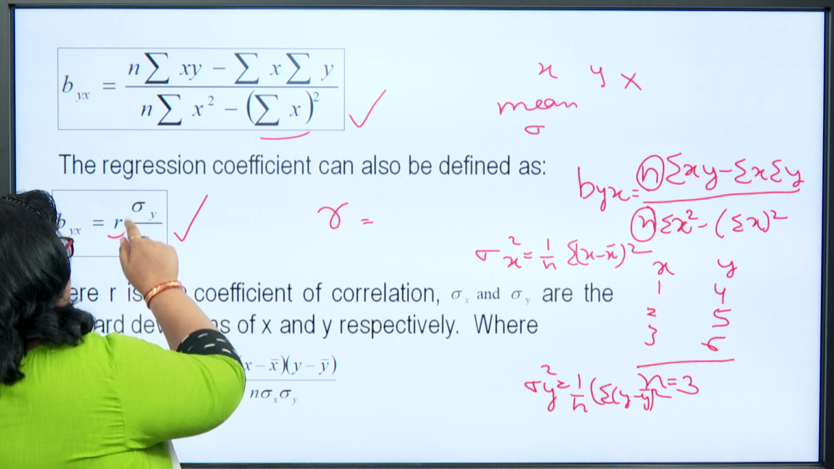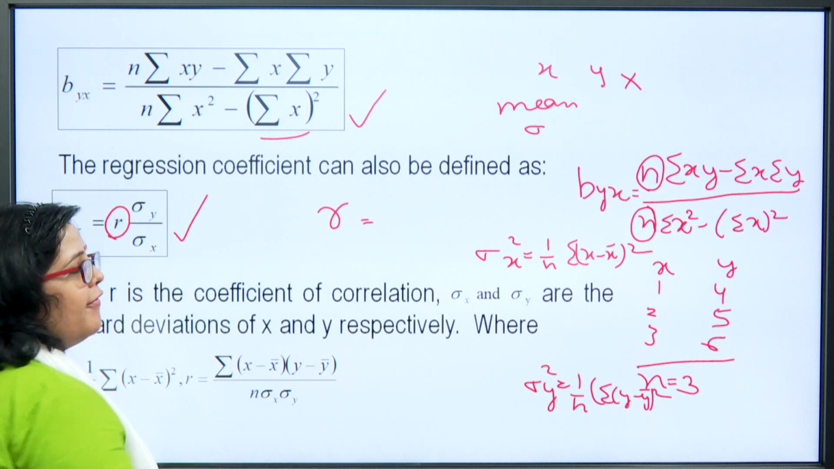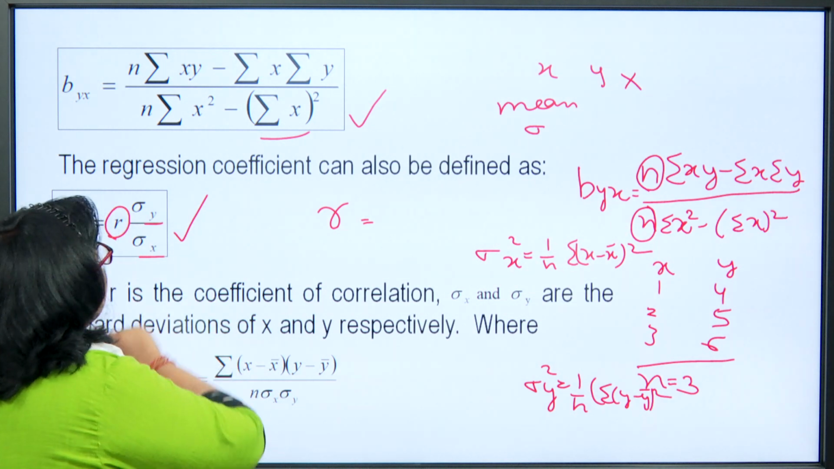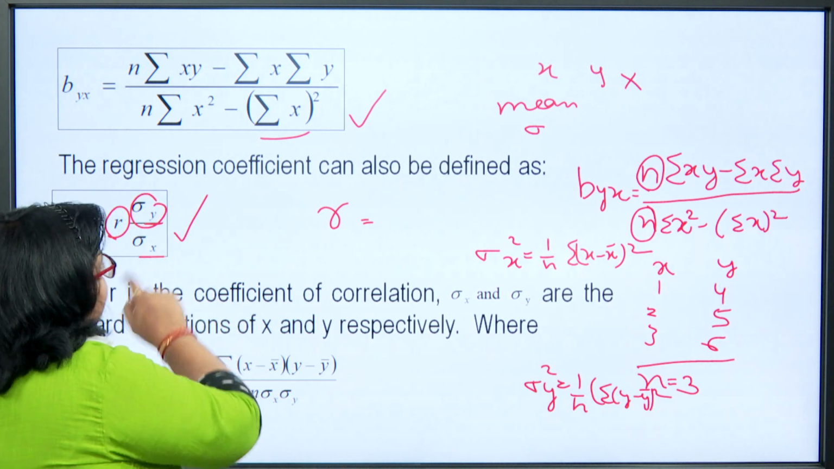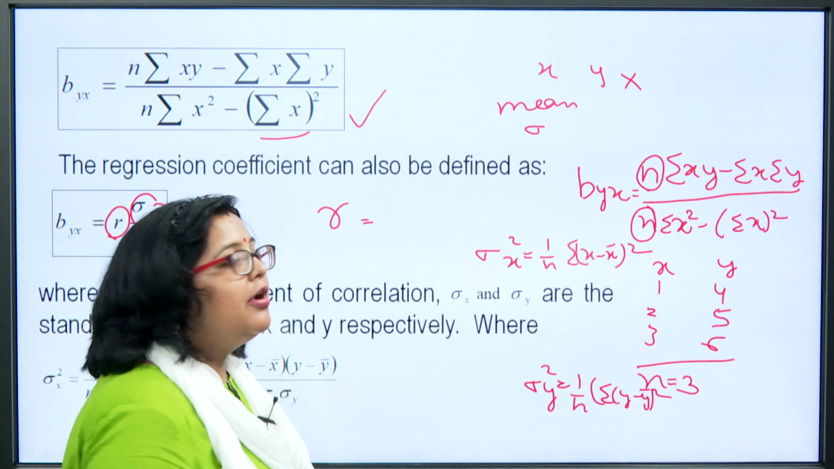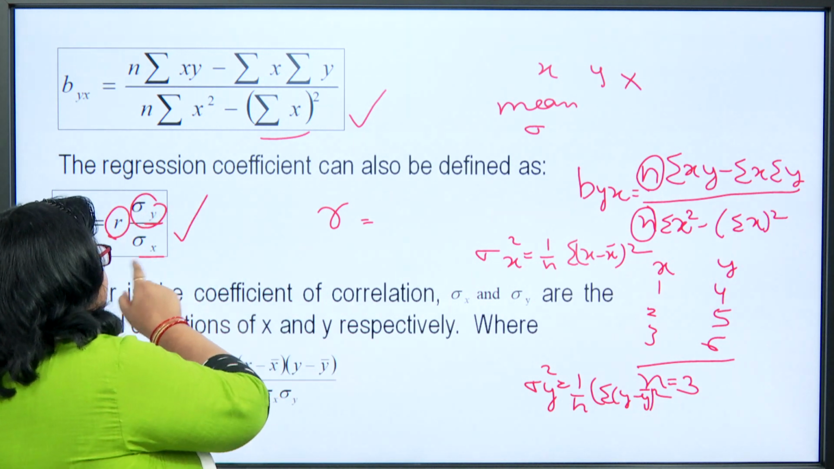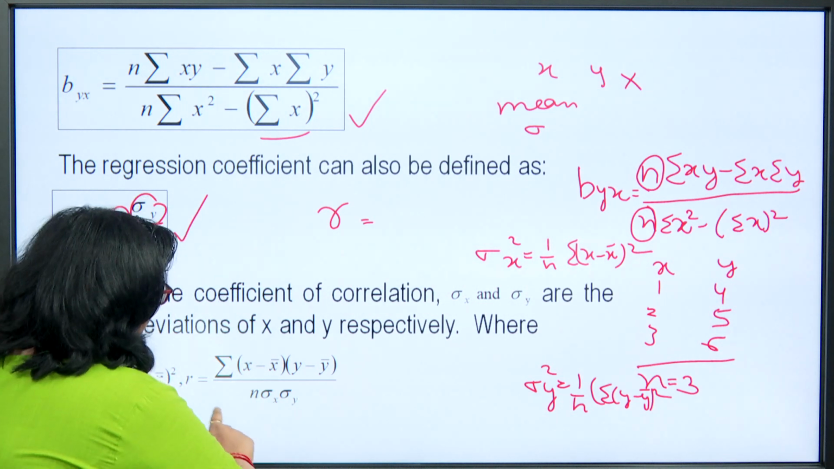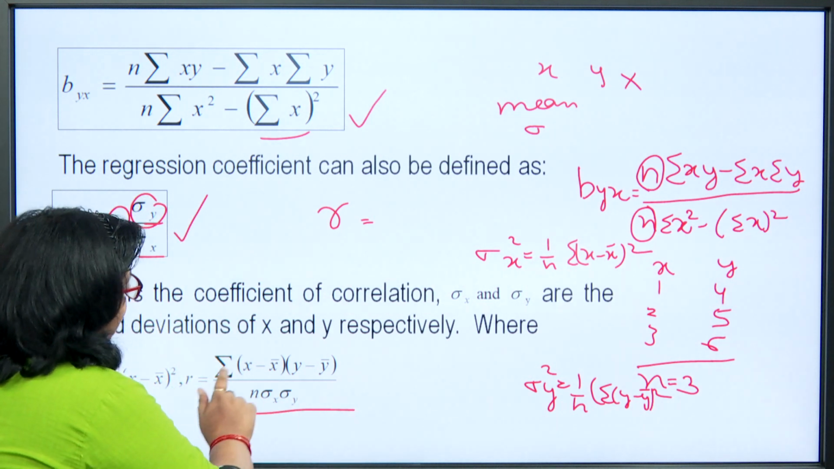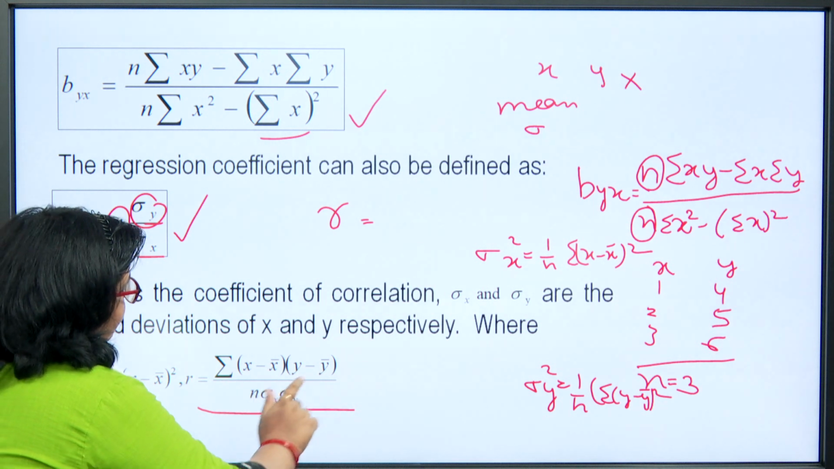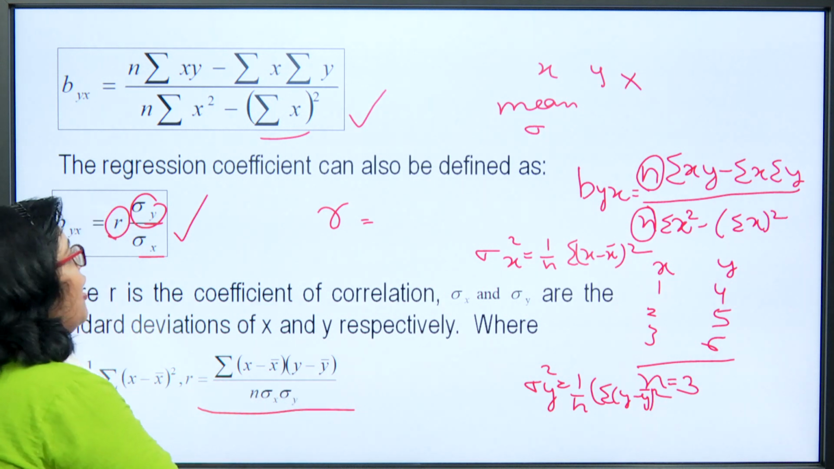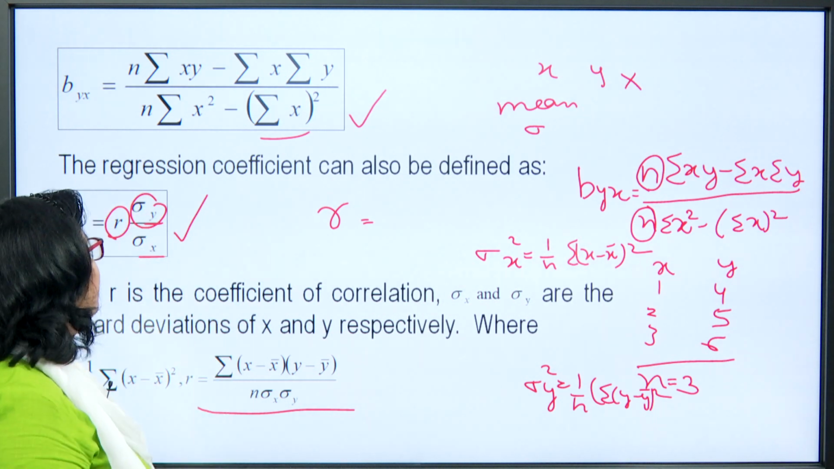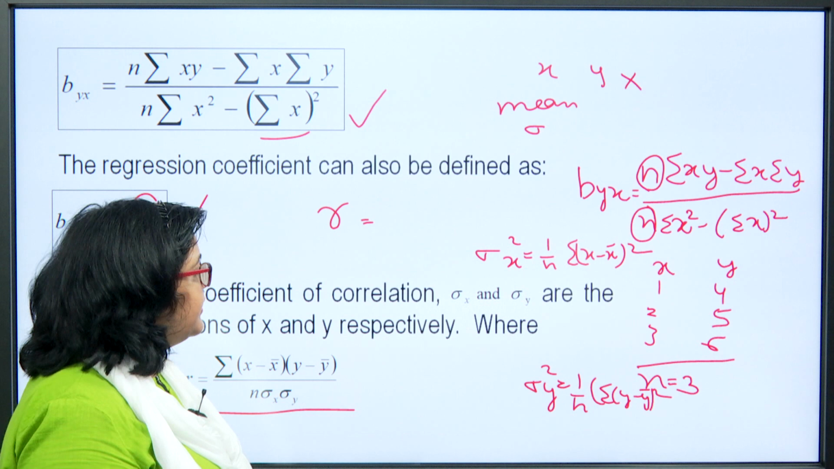What is R? R is the coefficient of correlation, and sigma y and sigma x are the standard deviation of y and the standard deviation of x. The value of R is given by summation (x minus x bar)(y minus y bar) upon n sigma x sigma y. Always remember what is byx, what is sigma y, what is sigma x, what is R.